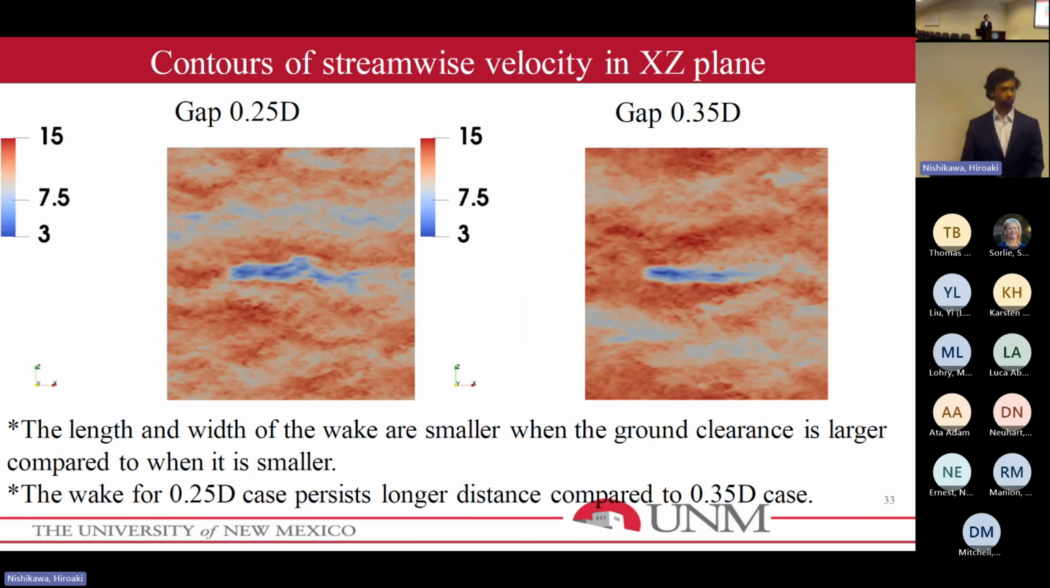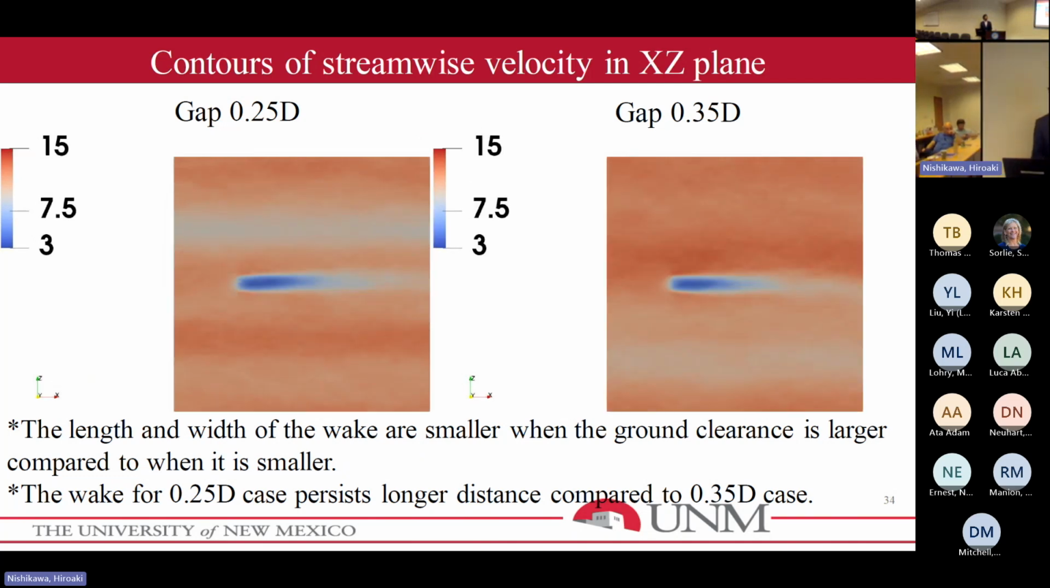You can see the same features in the lateral contour profile. As you can see, there are two features here: the width and also the length of the wake change. For the larger gap, both the length and the width are smaller. And we suggest that the wake is recovering faster for the larger gap.